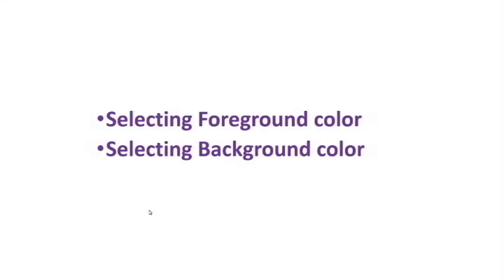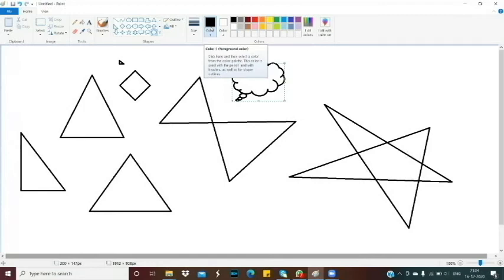Next topic we have to learn is foreground color and background color. See, here you can see two colors. Among these, this one is foreground color. You can see the display here. Okay, this is the color we use to draw the pictures and fill the colors. Everything we are doing is with this foreground color. And this is the color named background color. Where can you see this color? Here background color is selected as white.